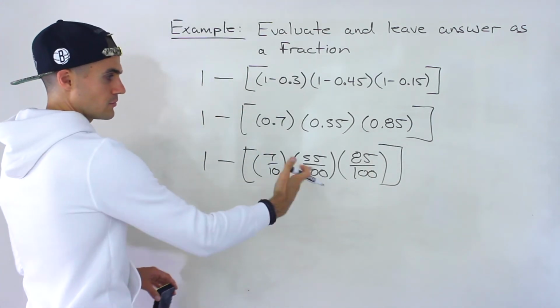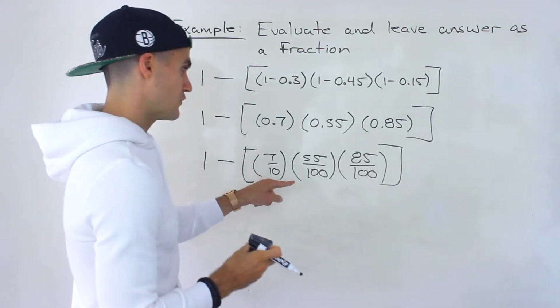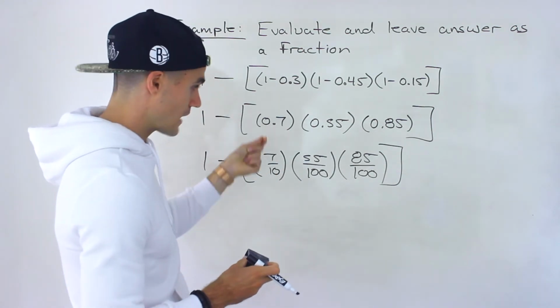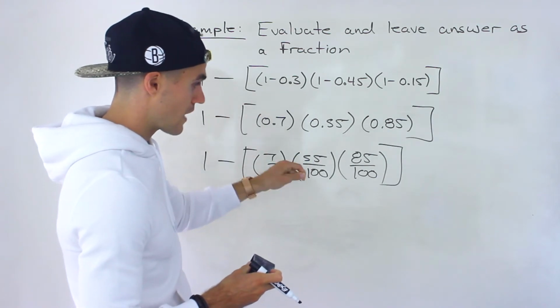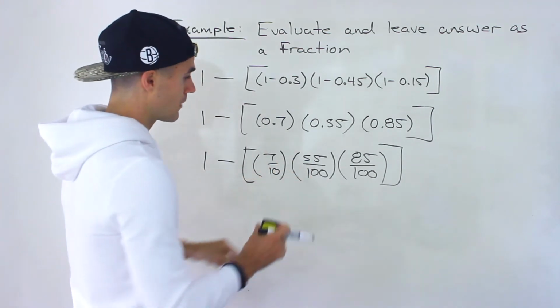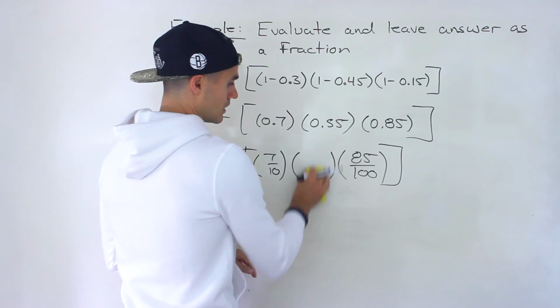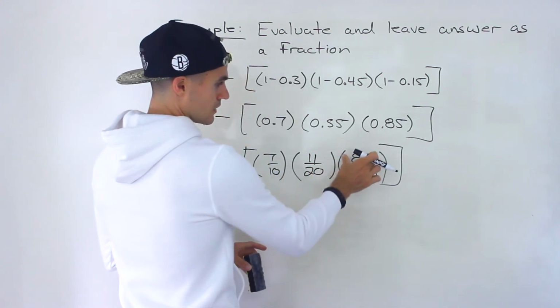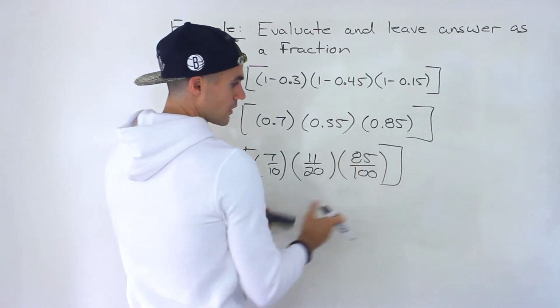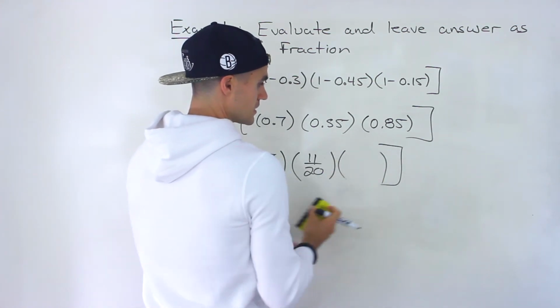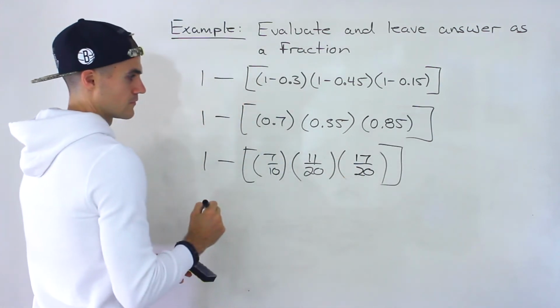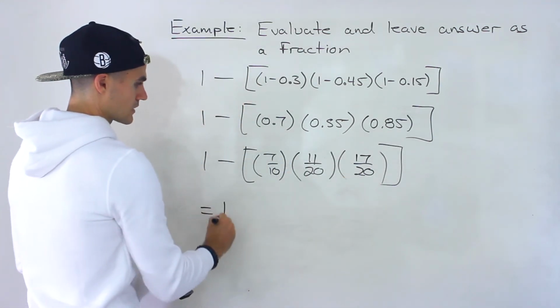And then before multiplying these, I would simplify them. So notice the 55 over 100, we could divide the numerator by 5. We could divide the denominator by 5, so this would end up being 11 over 20. Same thing here, divide by 5, divide by 5, this would end up being 17 over 20. And now multiplying these, I feel like it's going to be easier.